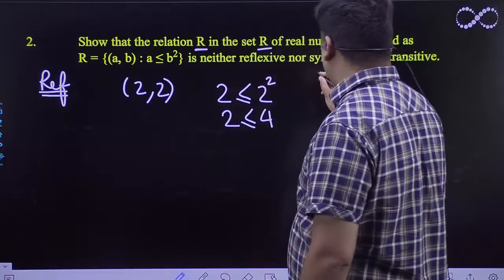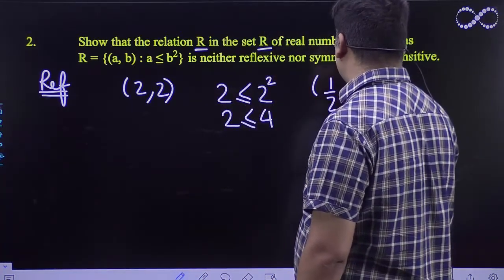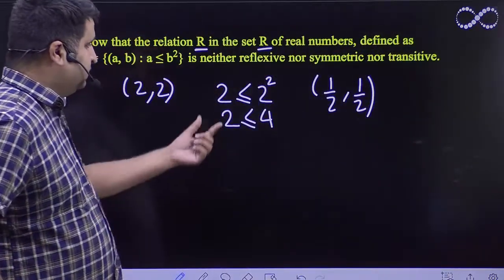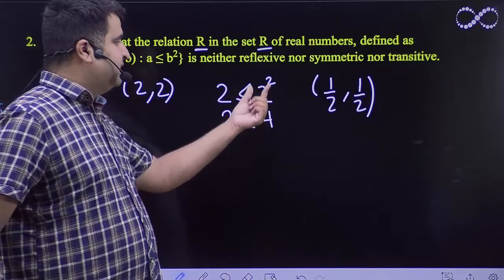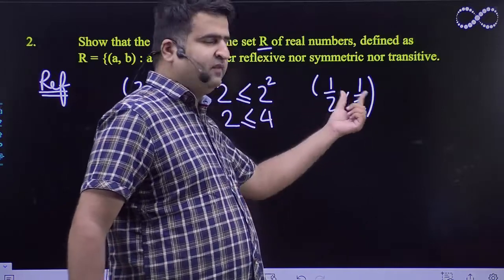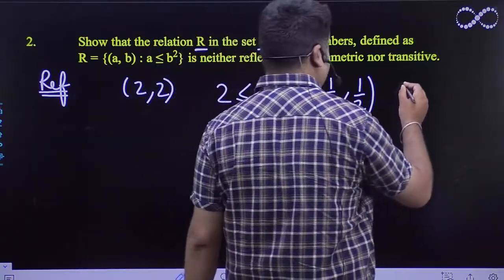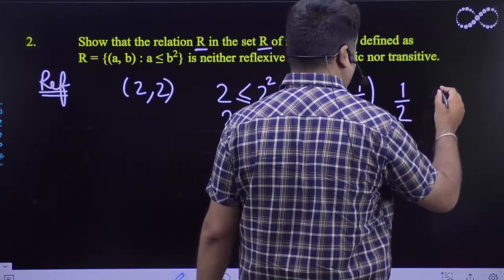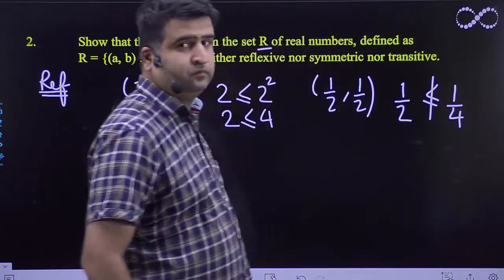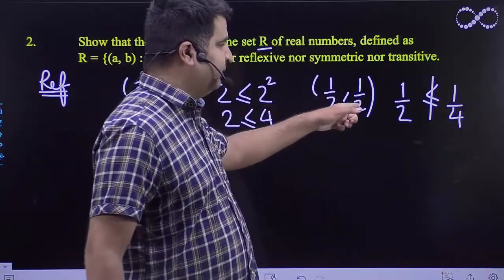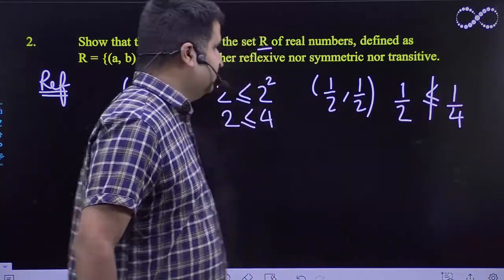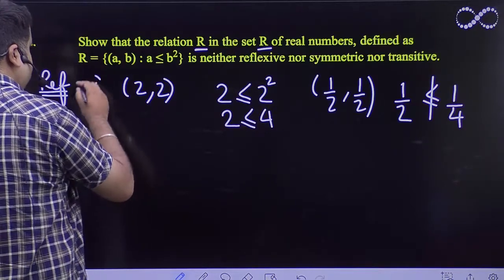Now if we check (1/2, 1/2), this becomes a little tricky. The square of a number which is greater than 1 is greater than the number. But if the number lies between 0 and 1, then the square of the number becomes less than the given number. So if we take the square of 1/2, it becomes 1/4, which is actually less than 1/2. Therefore this is not a reflexive relation.